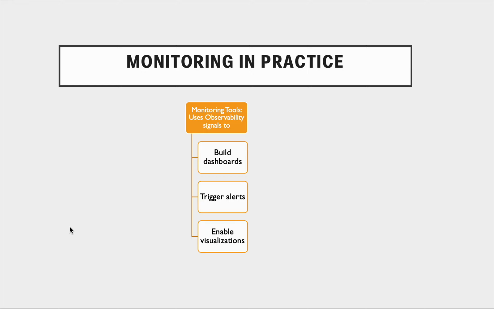Monitoring in practice. In practice, monitoring uses these observability signals to build dashboards, trigger alerts, and surface insights. This includes CPU graphs, memory usage, error rates, or custom application metrics. These visualizations help teams respond quickly and efficiently when something goes wrong.